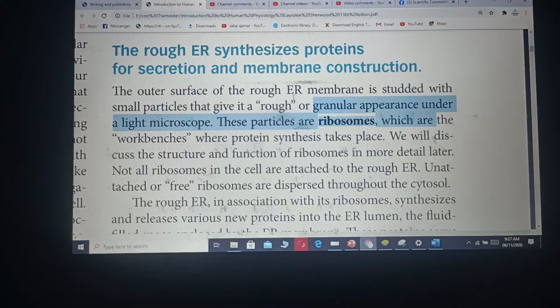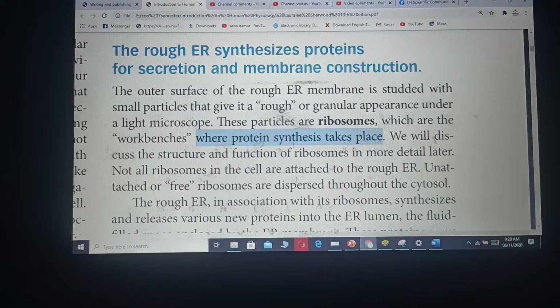So rough endoplasmic reticulum has certain granular structures which are present outside the membrane, studded with the membrane, and these granular structures are the ribosomes. And what are the ribosomes and what are the functions of the ribosomes? Actually, ribosomes are involved in the formation of proteins.